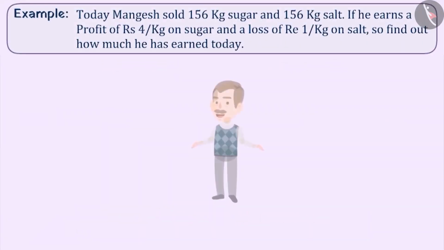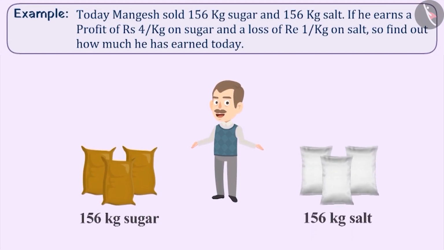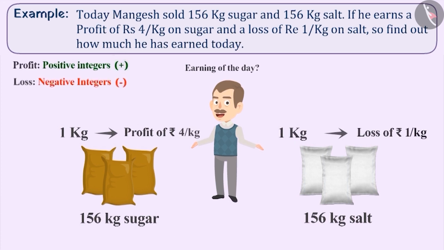Next example, today Mangesh sold 156 kg sugar and 156 kg salt. If he earns a profit of 4 rupees per kg on sugar and a loss of 1 rupee per kg on salt, find out how much he has earned today. Solve this question by denoting profit as positive integer and loss as negative integers.